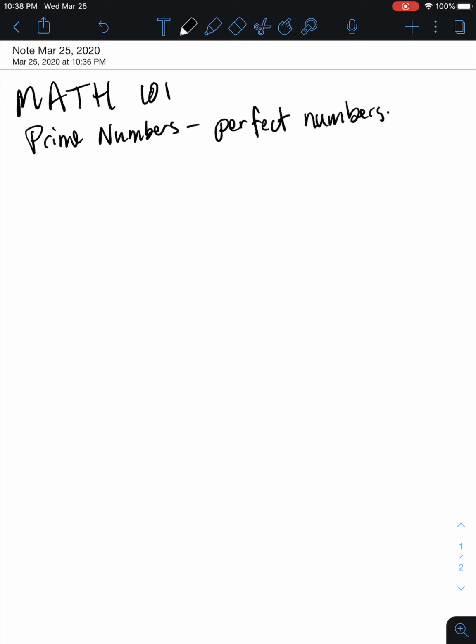Here we're going to move backwards a little bit in our course just to finish off a few topics that I left unfinished in number theory. So this one is prime numbers, perfect numbers. Perfect numbers is a topic that goes under prime numbers, and so it goes under number theory, but it's something that I skipped earlier in the course, so I'm going to try to finish it off right now.